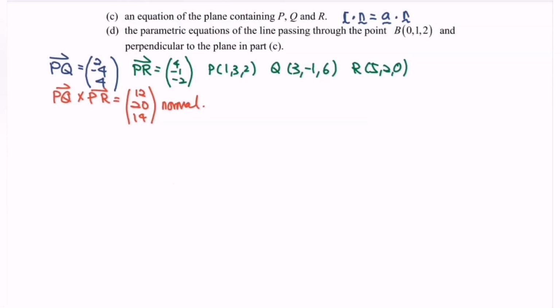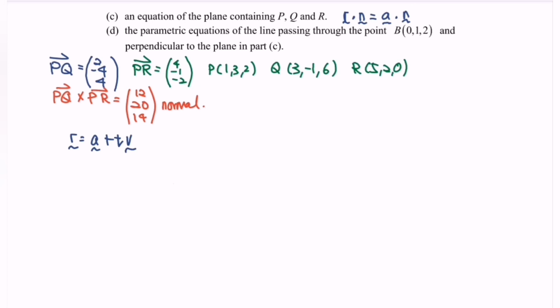D. We have the parametric equation of the line passing through the point B, where we have the point B 0, 1, 2, and the equation of the line perpendicular to the plane C. So meaning that we are using the normal. So kindly state the formula. We have r is equals to a plus with the tv. So in here we need a point where we have the point B 0, 1, 2. Next we are going to find the direction.